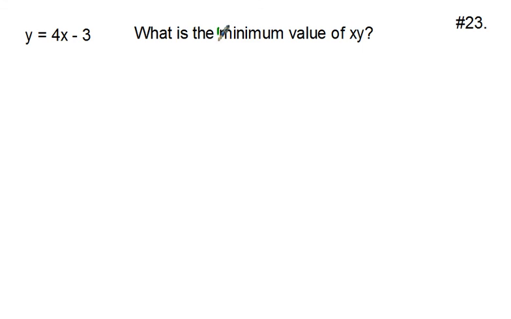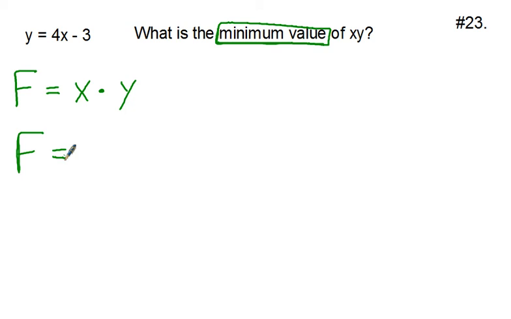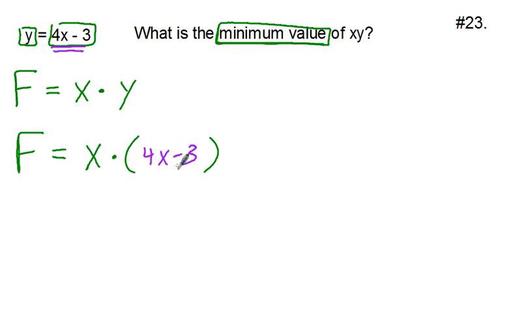So the minimum, let's see. Maybe it'd be helpful to take a derivative here and see what we can learn. So we have the function x times y. Let's just call that function capital F. And knowing that y is equal to 4x minus 3, we can substitute that particular expression for y. So I'm just going to write 4x minus 3 in place of y. Now we can distribute, giving 4x squared minus 3x.